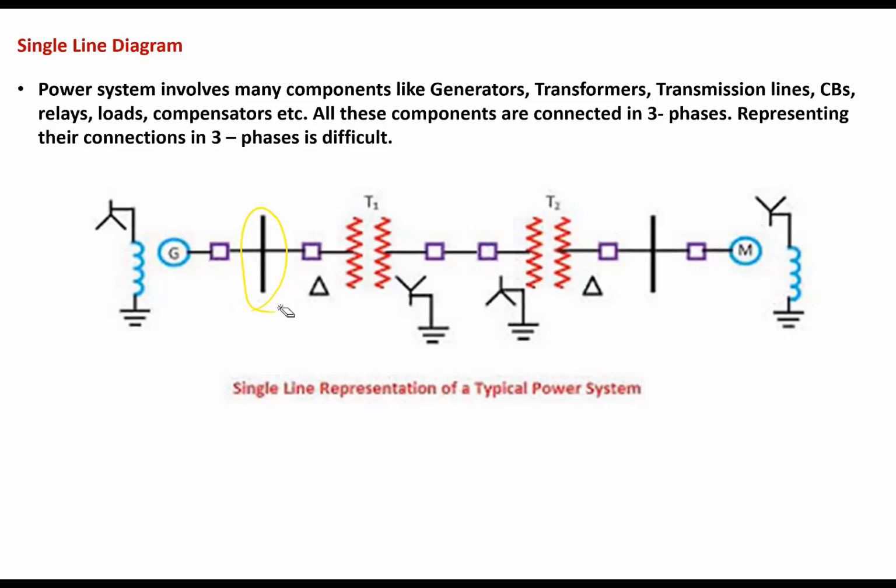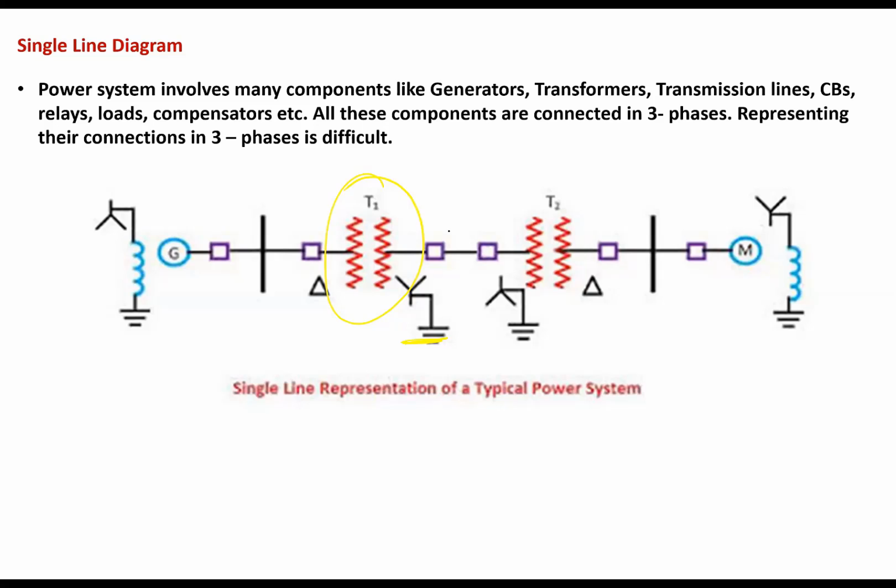The rectangular boxes are circuit breakers. Every circuit breaker will have its relay. And then T1 is the transformer whose primary is delta connected, whose secondary is star connected, and the star point is solidly grounded without any impedance. If the neutral point is grounded directly, it's called solid grounding.